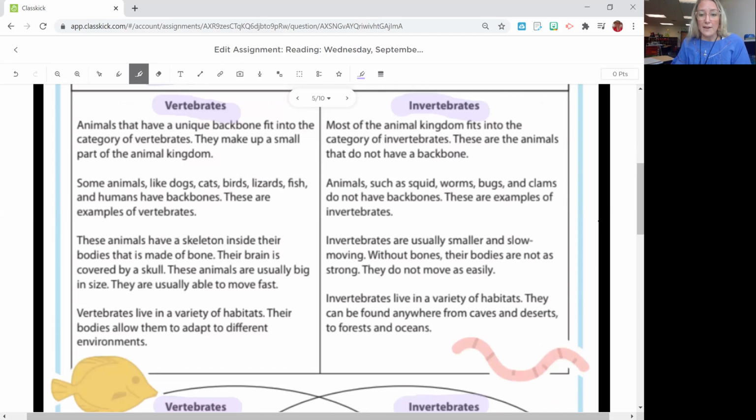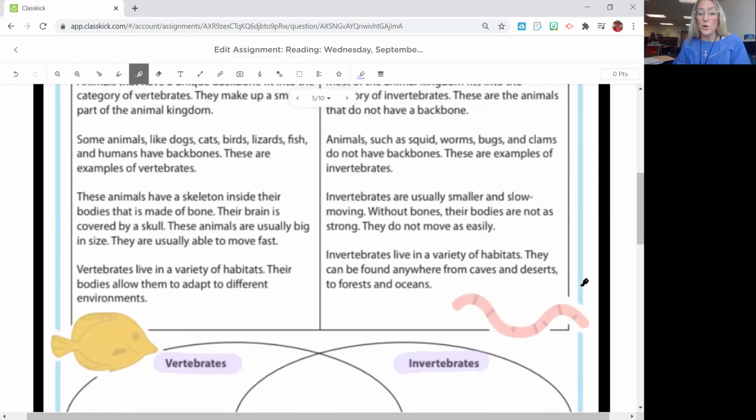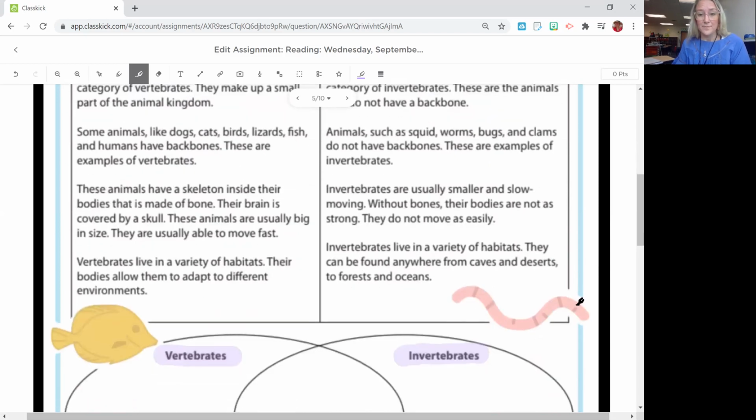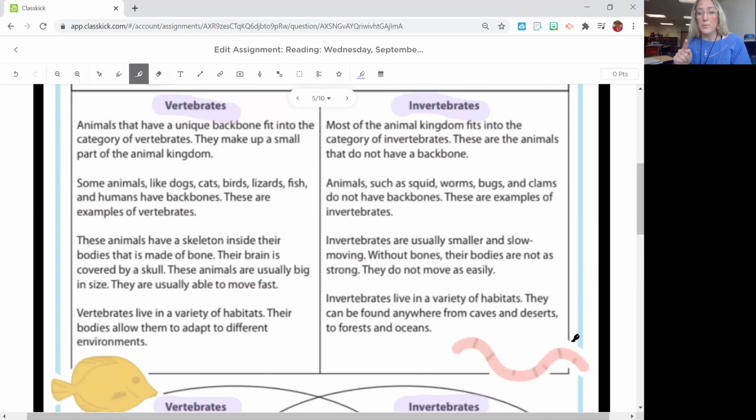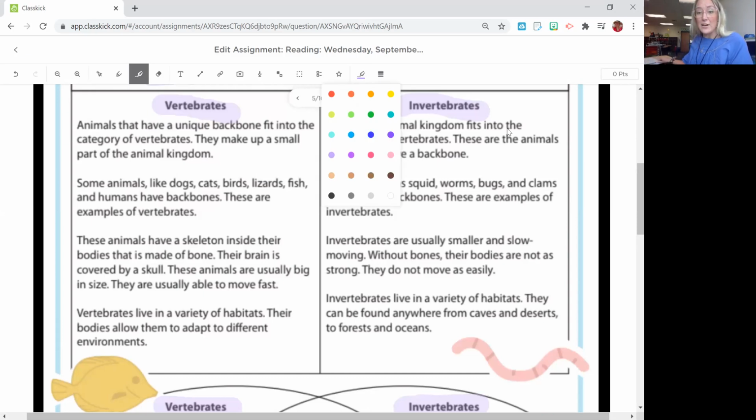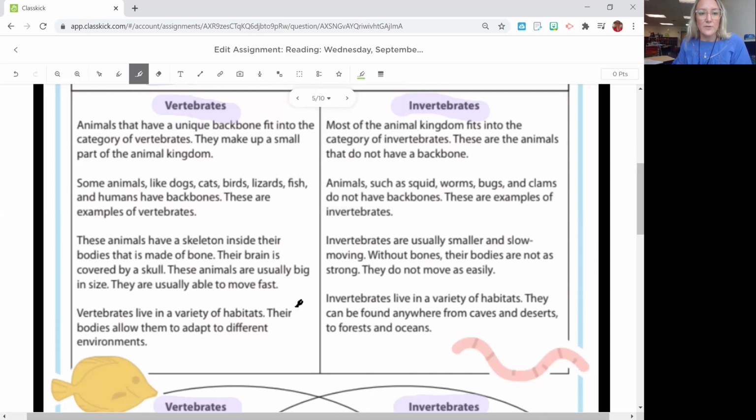Invertebrates live in a variety of habitats. They can be found anywhere from caves and deserts to forests and oceans. Now that we have read both parts, we are going to highlight some things that we're going to put in our Venn diagram that we just drew out. Let's use green for vertebrates. And I want to highlight two things that are different from invertebrates.